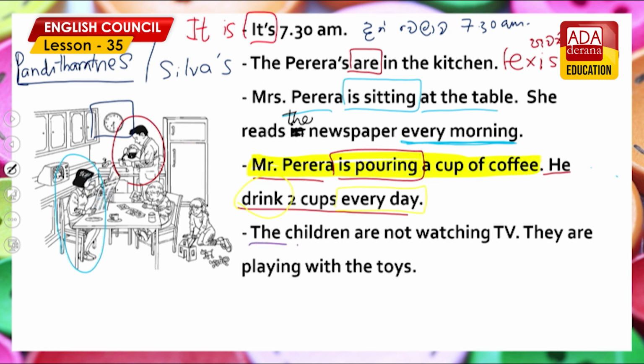Now you have the children. So you have two children here. Can you see the two children? The children are not watching TV.